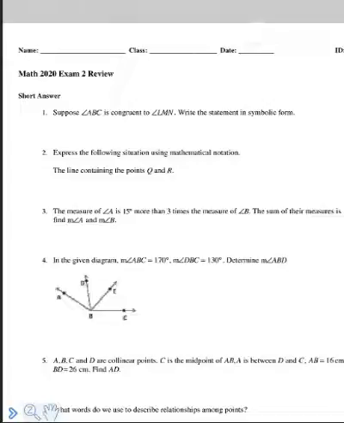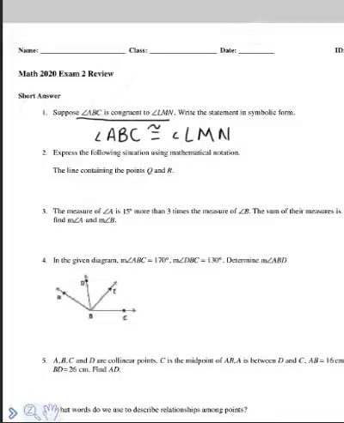All we need to do is represent this statement here symbolically. So, angle ABC, this is the symbol for congruency, is congruent to angle LMN, or LMN.